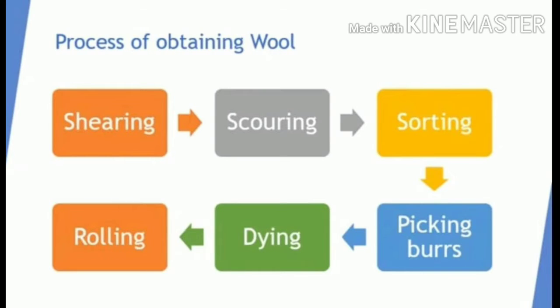Students, this process of obtaining wool is completed in different steps, and these steps are shearing, scouring, sorting, picking burrs, dyeing, and the last step is rolling. So students, I will discuss these steps which are used for obtaining wool from wool animals, one by one.